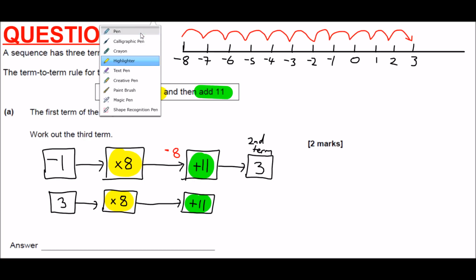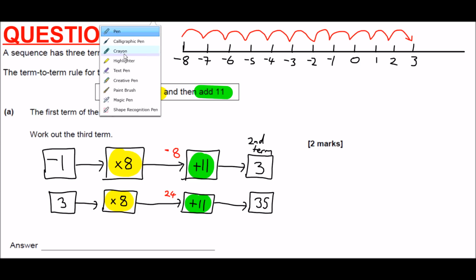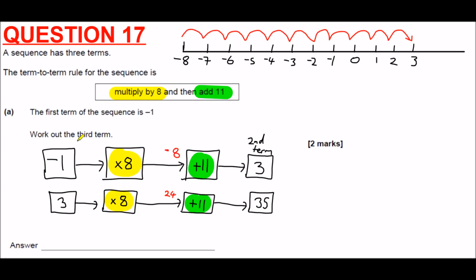So first of all, 3 multiplied by 8 is 24. Then add 11. 24 plus 11 would give us 35. And so that's what the third term is. The third term is 35. So we need to just put that on our answer line.